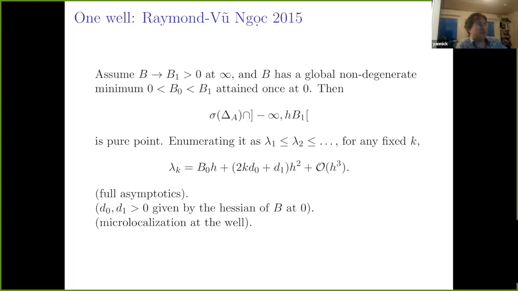So if you see this thing, you will readily think that this is a potential minimum kind of situation, okay? Obviously, the D0 and the D1 have explicit formulas. You can show both of them are strictly positive. They can be expressed with the Hessian of B at the minimum. And obviously, the way you prove such a result is, among other things, proving that you have microlocalization. So the corresponding eigenfunctions are microlocalized near zero.